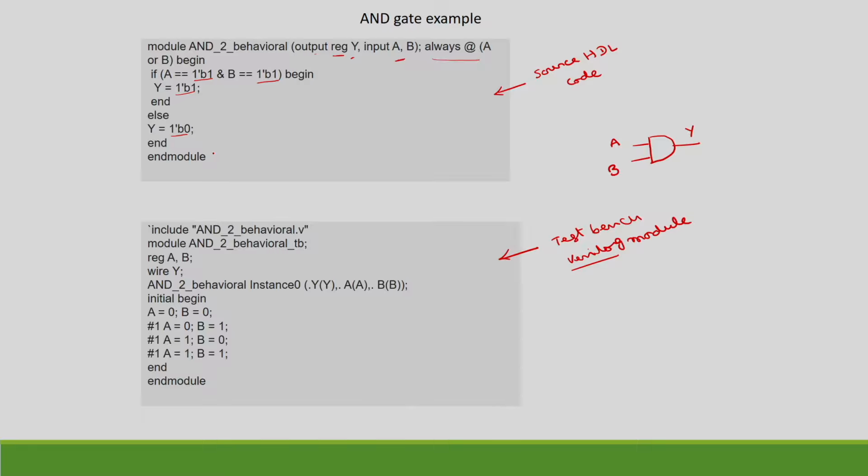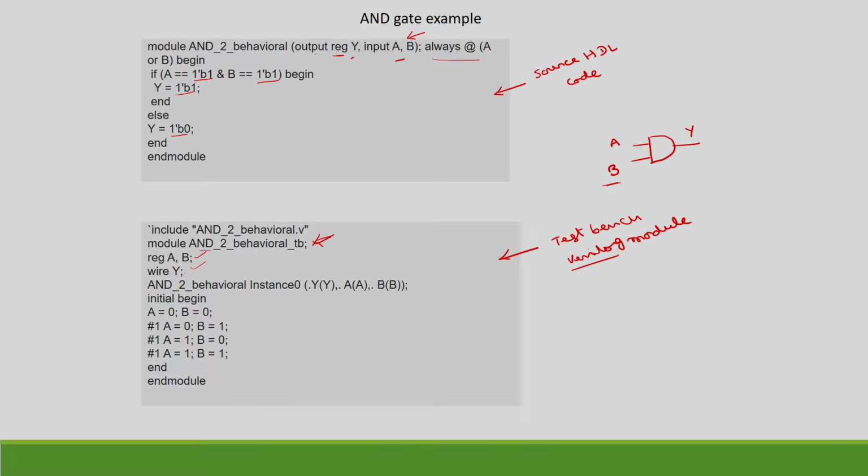As I have told, the first step is the declaration of the module. This is the module, I have given the name AND behavioral TB, but there is no port declaration. So, the difference between this and this is, here we have port declaration, here we do not have port declaration. Then we have to define registers and wires. As I have told, inputs will be defined by registers, output by wire. So, the inputs A, B are registers, output Y is a wire.